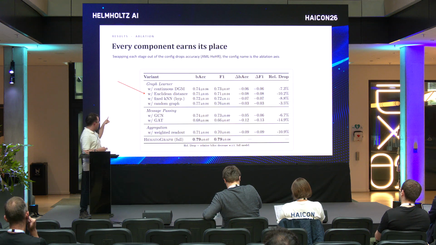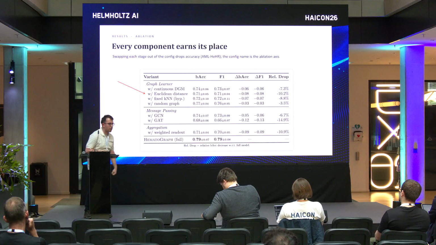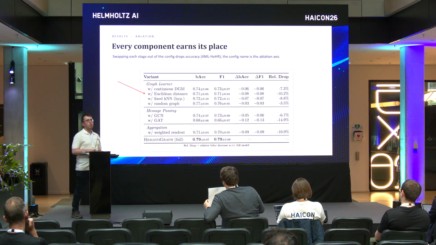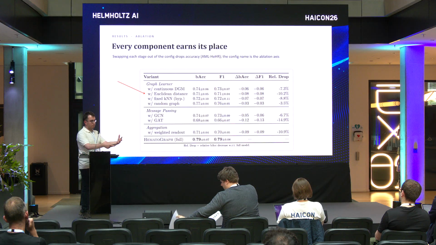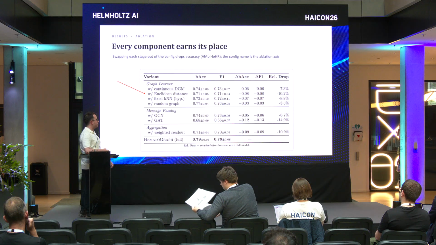But there's one thing I want to mention. When we change the distance to Euclidean distance, there's a significant performance drop. It shows that using the correct inductive bias helps a lot for the final performance.